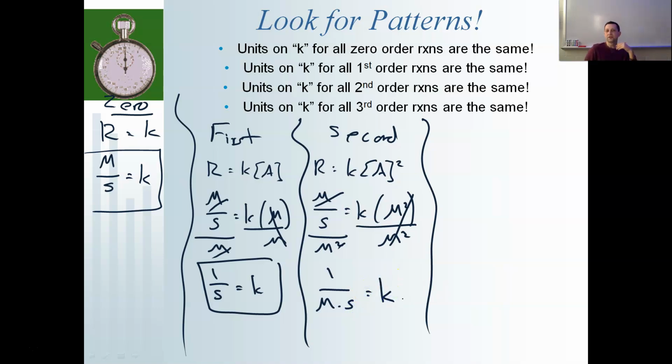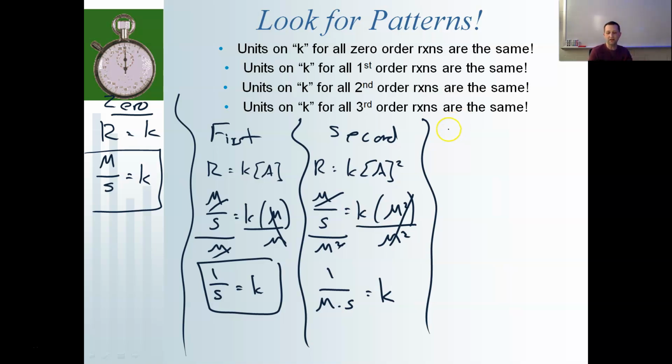So for second order reactions, your rate constant is always going to have a unit of 1 over molar times second. So if all you're given is a rate constant, and you know the rate constant is, for example, 1 over seconds, you know it's a first order reaction. If you see your rate constant as 1 over molar times second, you know it's a second order reaction.